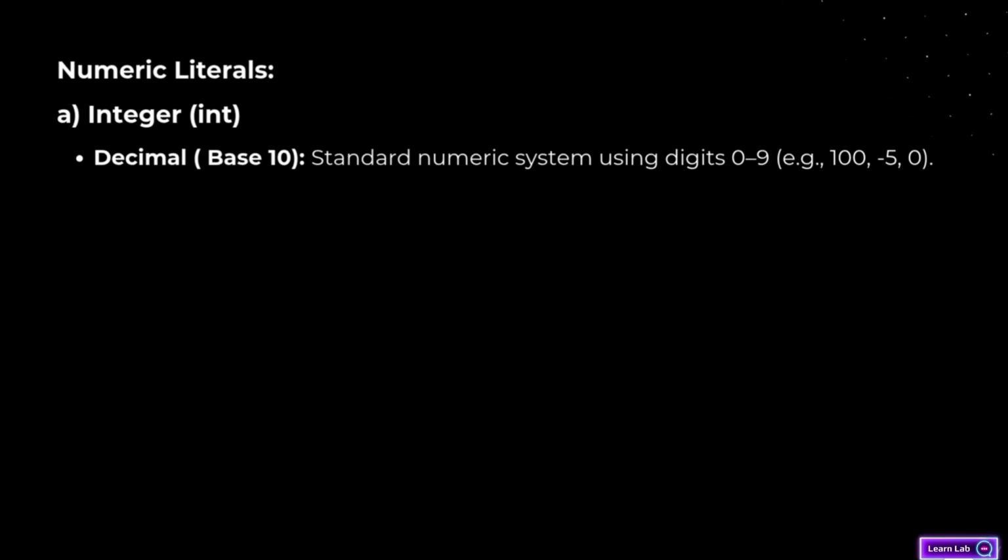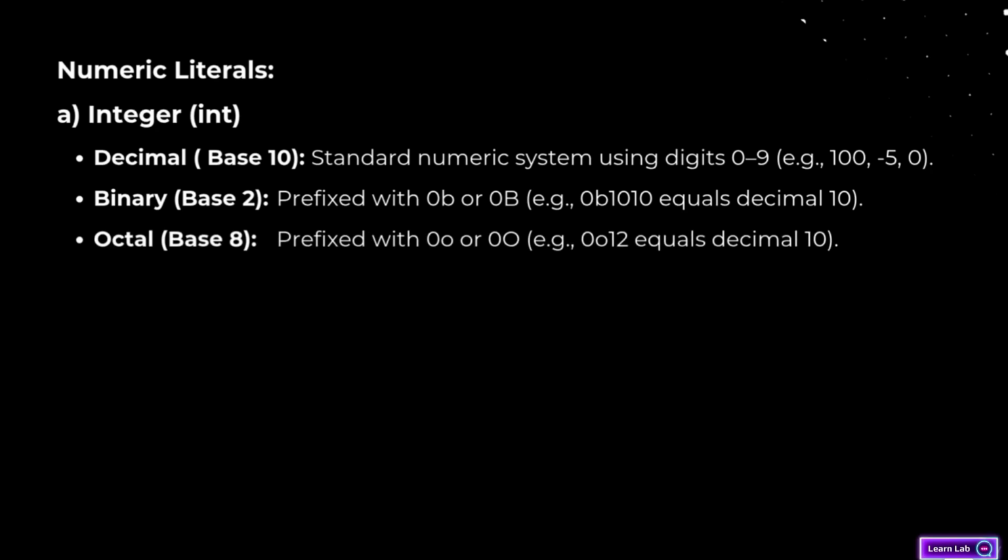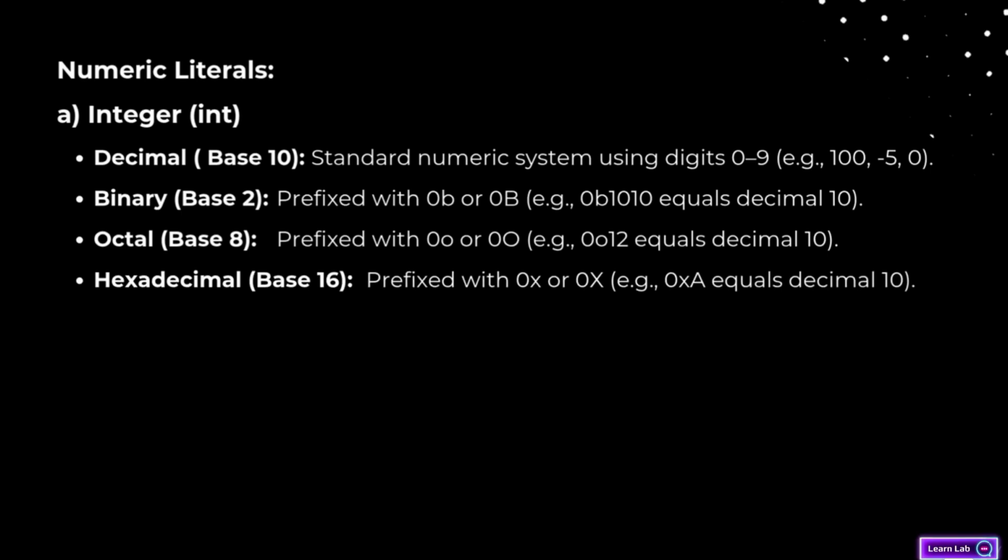Example: 100, -5, 0. Binary, base 2, is prefixed with 0b, small b or capital B. Example: 0b1010 equals decimal 10. Octal, base 8, is prefixed with 0o, small o or capital O. Example: 0o12 equals decimal 10. Hexadecimal, base 16, is prefixed with small x or capital X. Example: 0xA equals decimal 10.